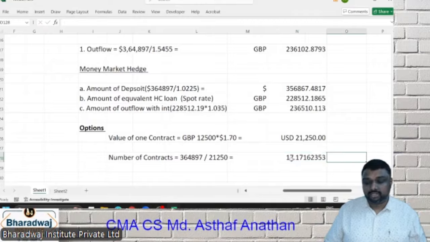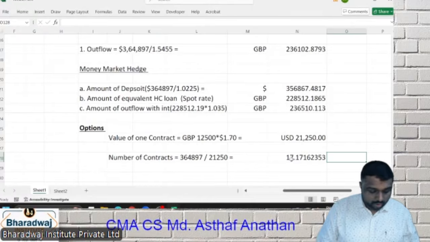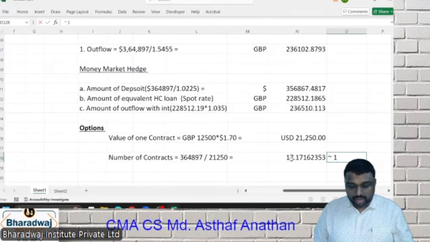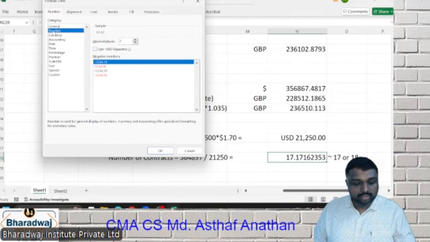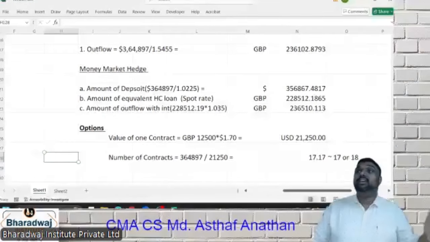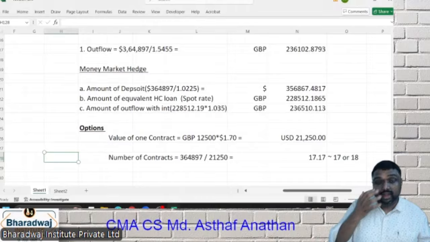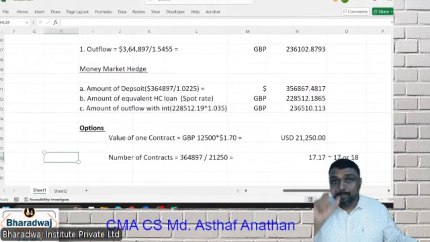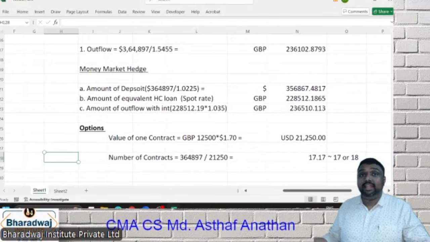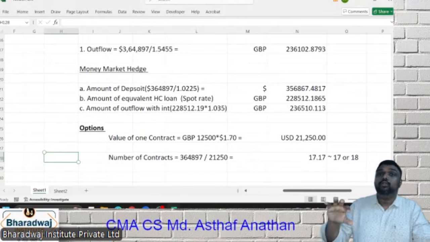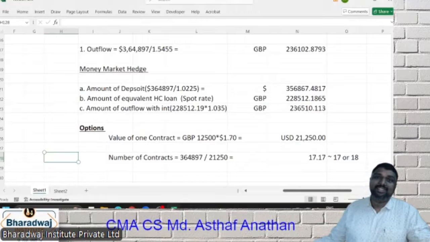My dear friends, you cannot practically go for 17.17 contracts. So either you have to go for 17 or 18. Sir, what do I have to do? Do I go for 17 or 18? If you go for 17, the amount will be insufficient, so you have to get the balance amount from the forward contract. If you go with 18, you will have excess amount that you have to sell in the forward contract. That's all. The answer is over.